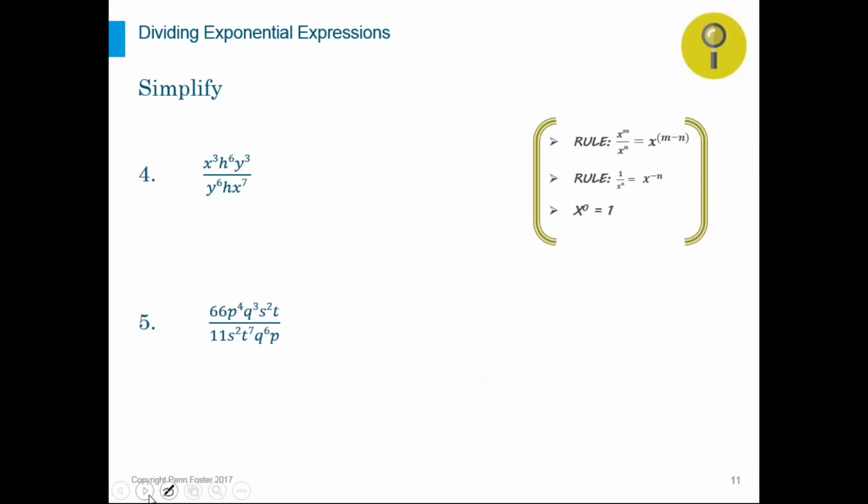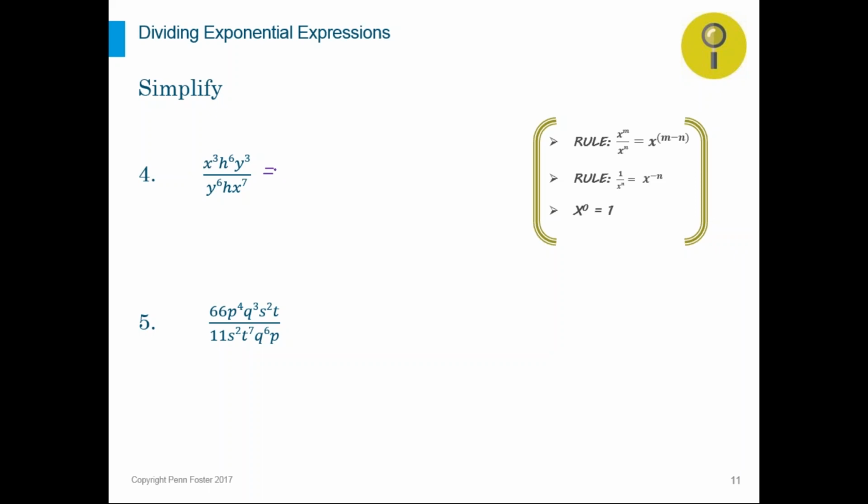Let's go to more complicated questions in dividing exponential expressions. Okay, now I see x cubed h to the 6th power y cubed over y to the 6th power h x to the 7th. Now, these are not in order, meaning that the x does not align with the x here. That may cause confusion. What I'd like to do is to reorder my variables. Since the top variables are multiplied and the bottoms are multiplied, the order will not matter.